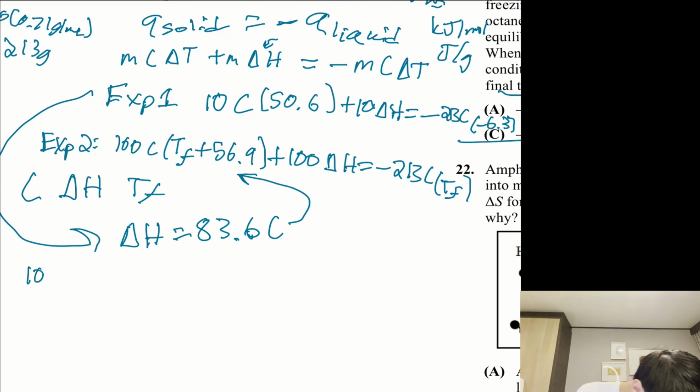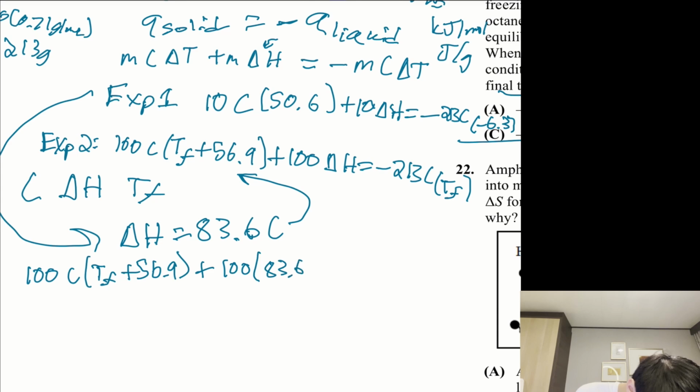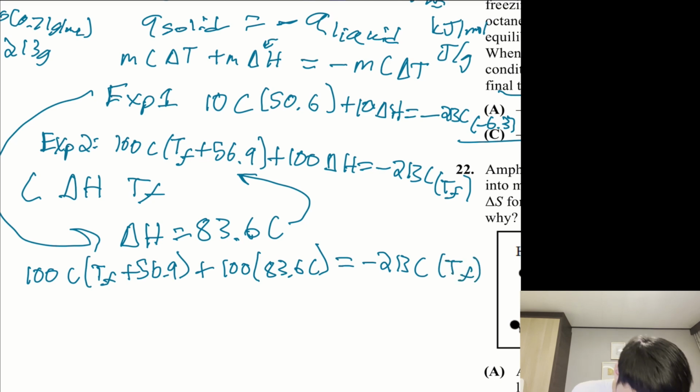Then we can plug this value of delta H into our equation. So we have 100 C times (T final plus 56.9) plus 100 times 83.6 C equals negative 213 C times temperature final. Now, if I do the algebra and bring everything over to one side and expand out all of these values, what we're going to get is 313.